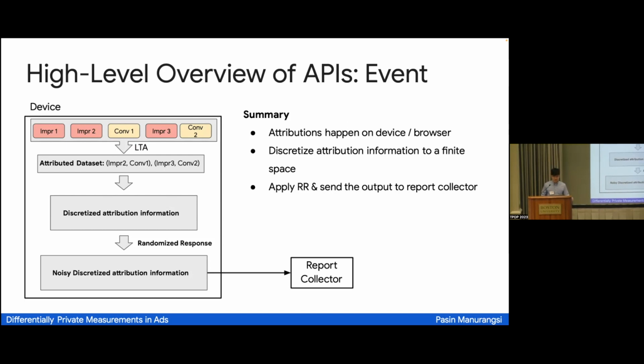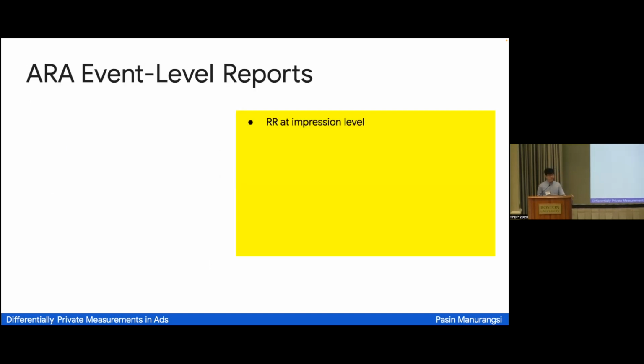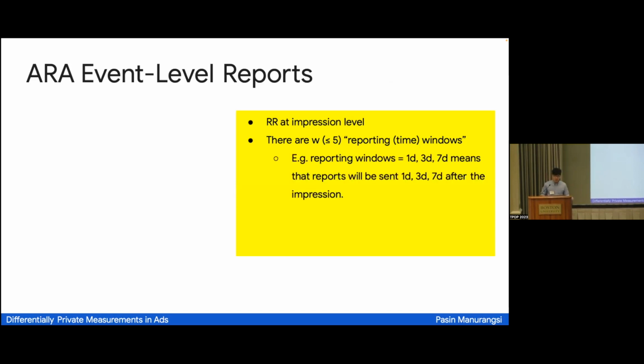which is then shown to the advertiser. Just to give you a concrete example, in the ARA event level report, the randomized response is applied at the impression level. Now there can be multiple conversions attributed to each impression, and it can also correspond to different reporting time windows. For example, if we say the reporting time windows are 1 day, 3 days, 7 days, it means that there will be reports sent 1 day after impression, 3 days after impression, and 7 days after impression.